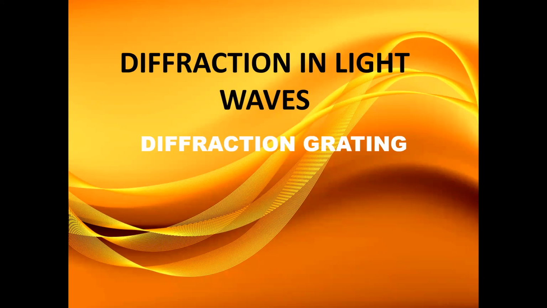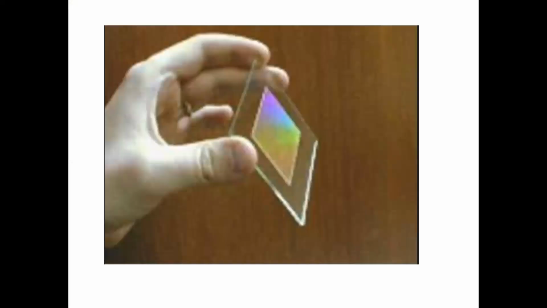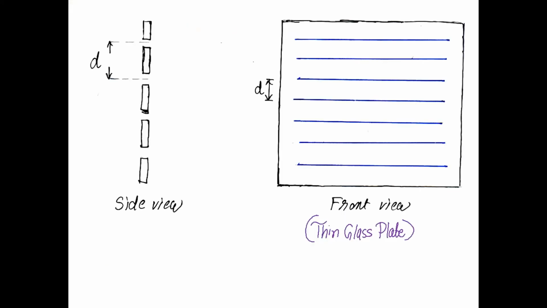Diffraction in waves, diffraction grating. Now we are towards the end of this heavyweight chapter. What is a diffraction grating? Look at this. This is a diffraction grating, a thin sheet, and we have a number of lines on it. This is like a sticker, a thin glass sheet, and we have printed very close lines, like a barcode.